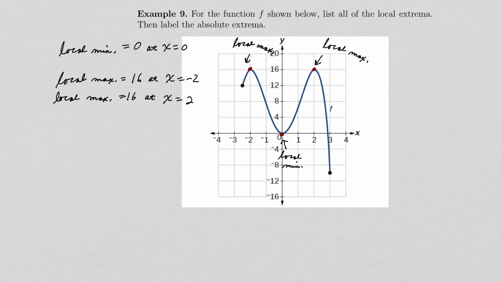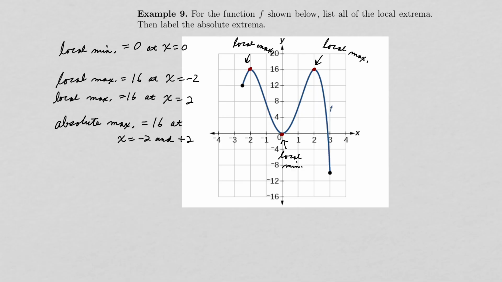All right, so those are local min and local max. What about absolute minimums and absolute maximums? Well, because these are also the highest points of the function, right? 16 is the highest point. These 2 are also absolute maximums. Okay, so I'll say there's an absolute max equal to 16. Again, at x equals -2 and +2.